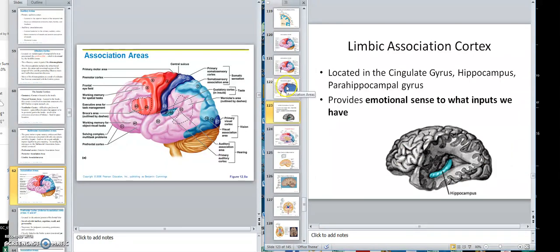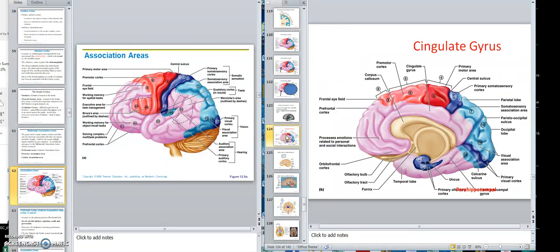So when we look at this, here's the limbic association cortex located in the cingulate and hippocampus, provides emotional sense to what inputs we have. Okay, in that area there. So when we look at everything, we've got these association areas. Let's kind of go back.